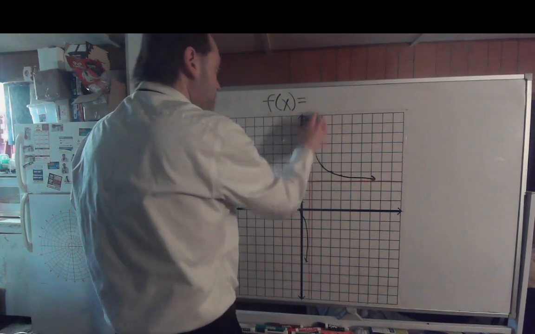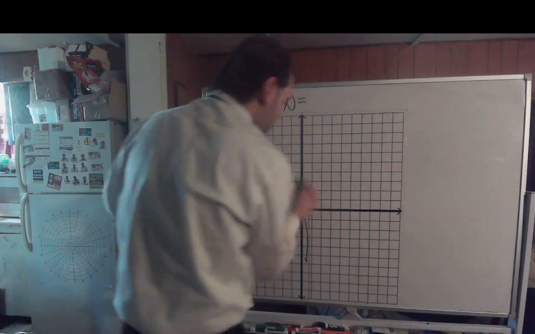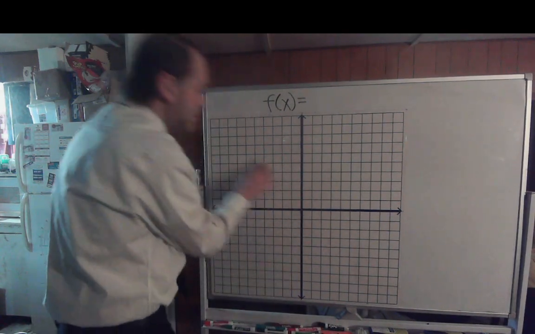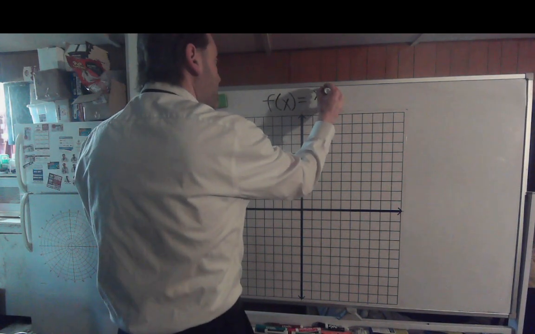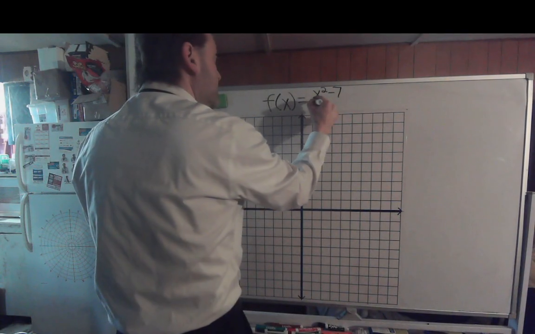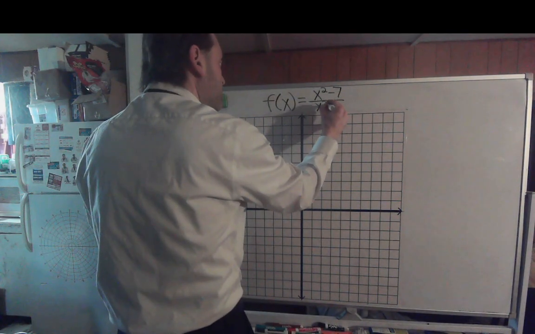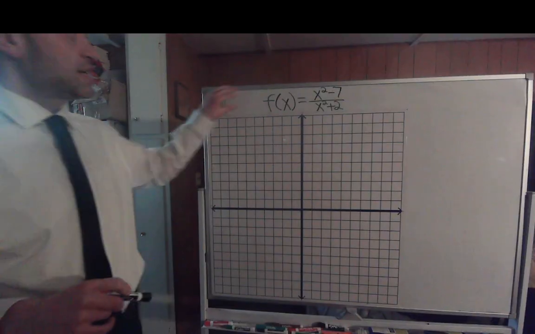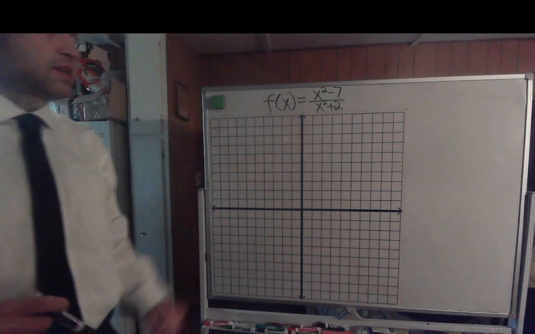Alright, so these were nice and linear in each of the numerator and denominators. Now let's spice it up a little bit here. What if we have, let's flip to the next section for that. So we have f of x equals x squared minus 7 divided by x squared plus 2.